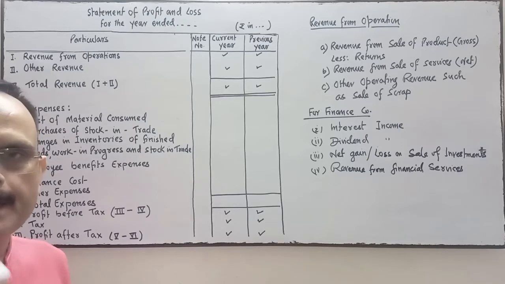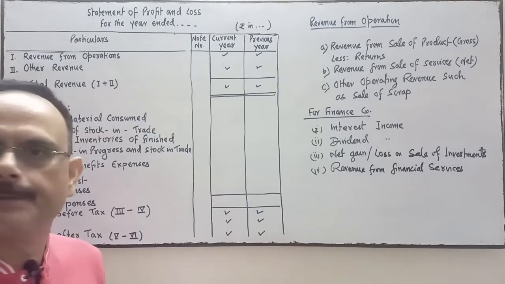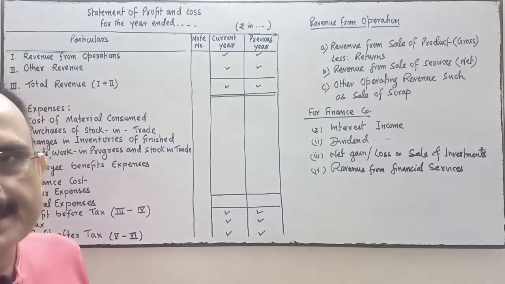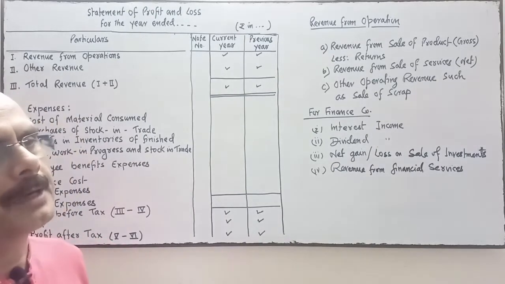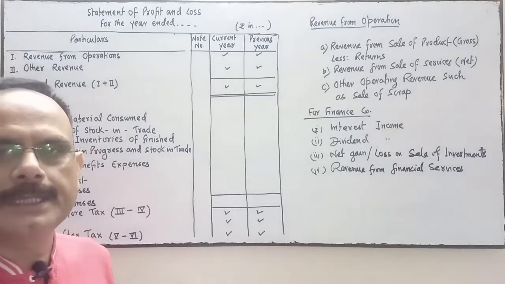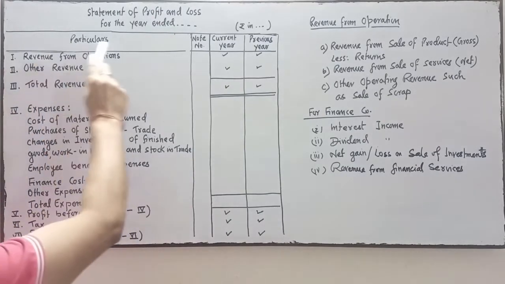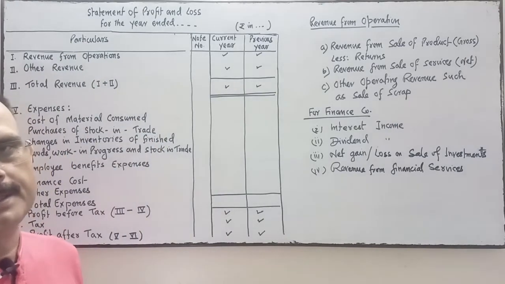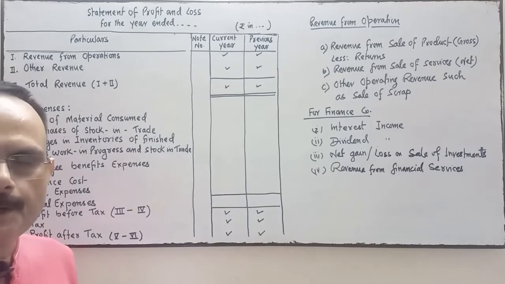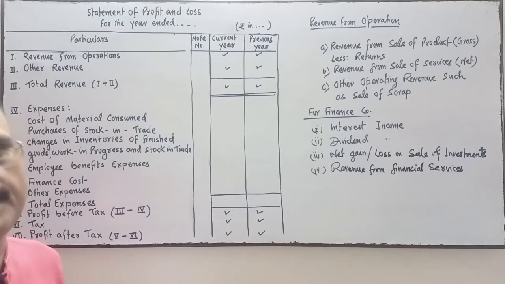Statement of profit and loss for the year ended. Suppose the year ended is on 31st March 2020, then we will write 31st March 2020, and if it is 31st March 2019, then we will write for the year ended 31st March 2019. So the format is particular. This is also prepared in vertical format. The statement of profit and loss is also prepared by a company in vertical format.